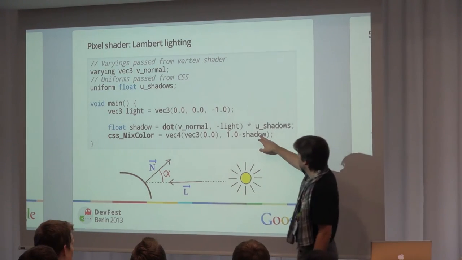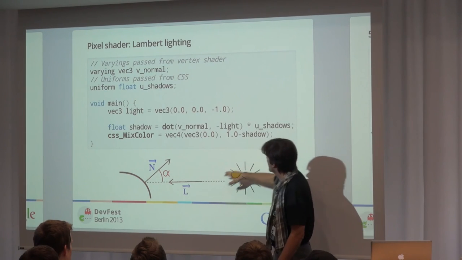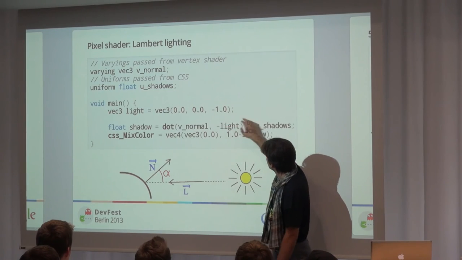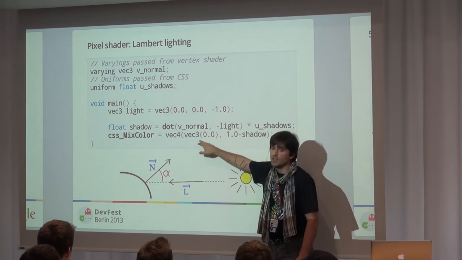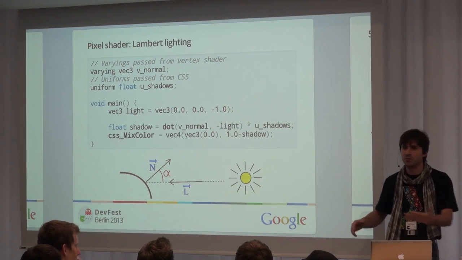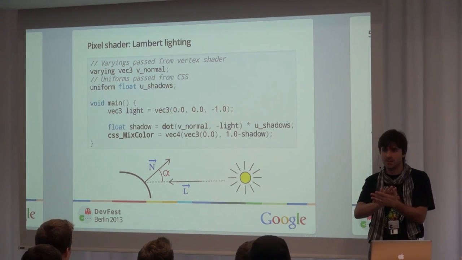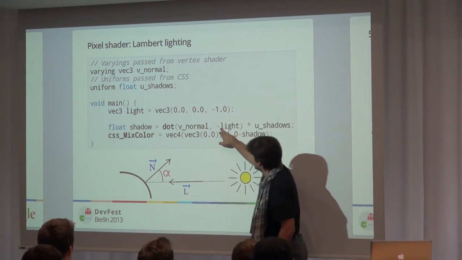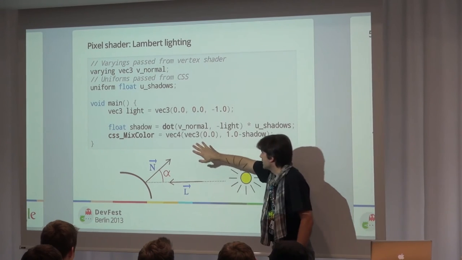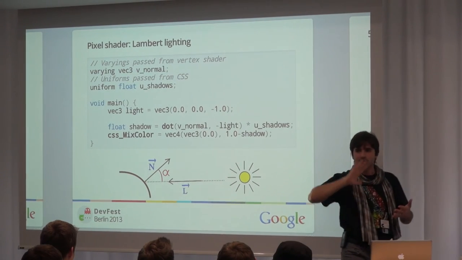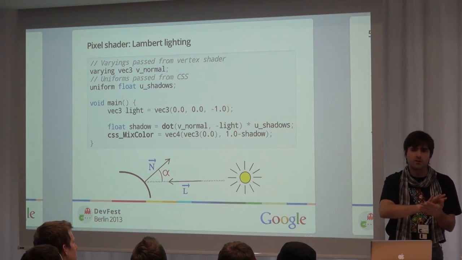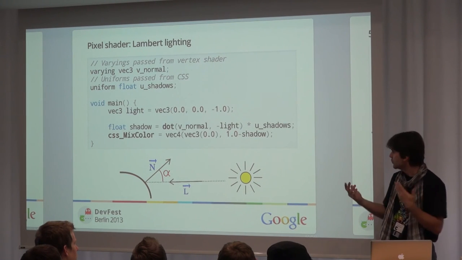So if I have maximal light, it means that this will be 1, 1 minus shadow is 0. That means my black pixel is completely transparent, it doesn't do anything. Maximal light just shows the background pixel as it is. If I have minimal light, this is 0, 1 minus 0 is 1, and here I have a fully opaque black pixel that I blend onto my existing color, so that's black. It works as expected.